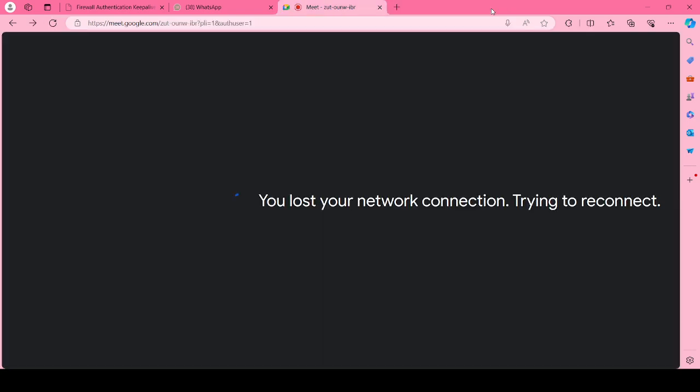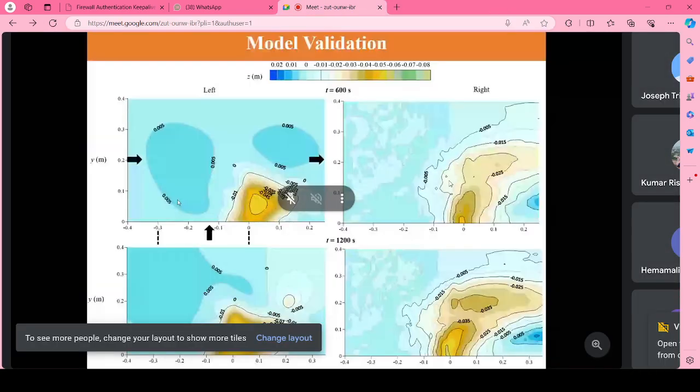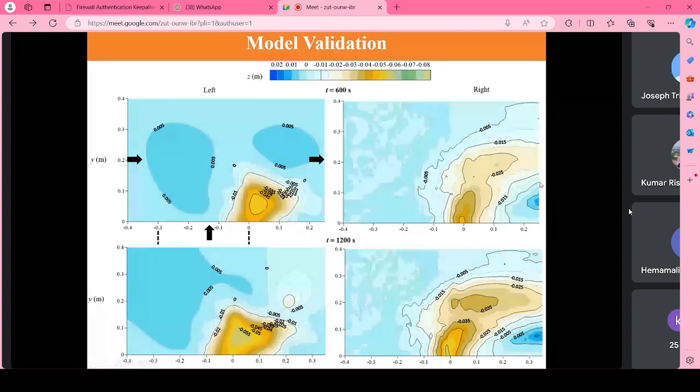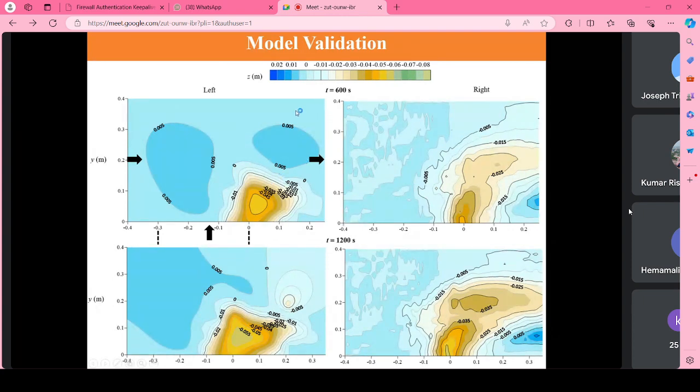We also want to know if the model could predict the bed elevations at different time stages. For that purpose, here the experimental results from test case 2 were compared with the simulated data. So you see here the bed elevations at different time instants, for example 10 minutes or 20 minutes.